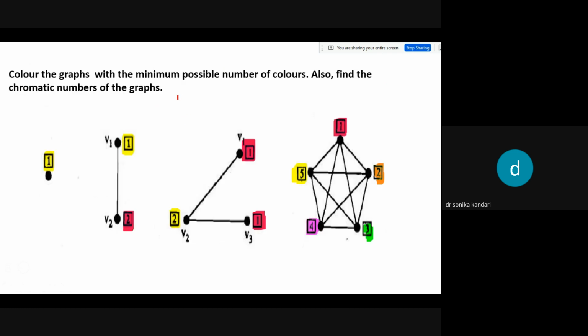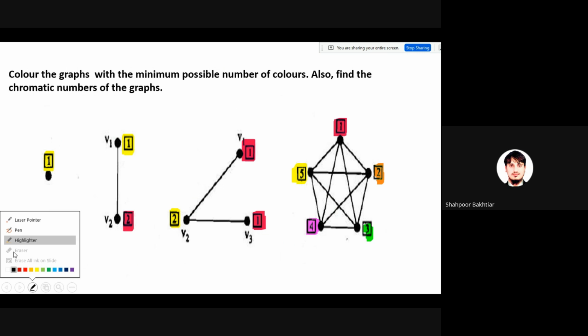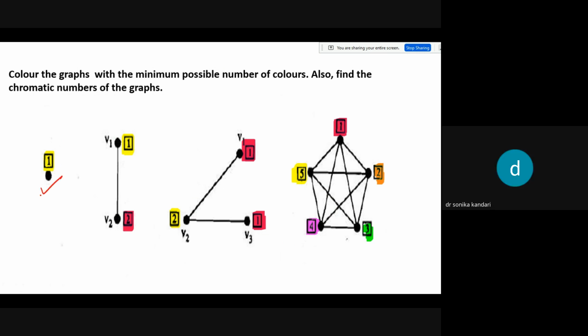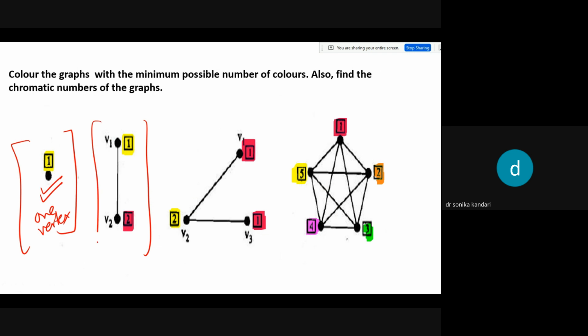Is the screen visible to all of you? Yes, ma'am. See this first one. As we are having only one vertex, one color is required. In this, we are having two vertices and they are adjacent. V1 is adjacent to V2. It means different colors. One is having yellow and 2 is having red.